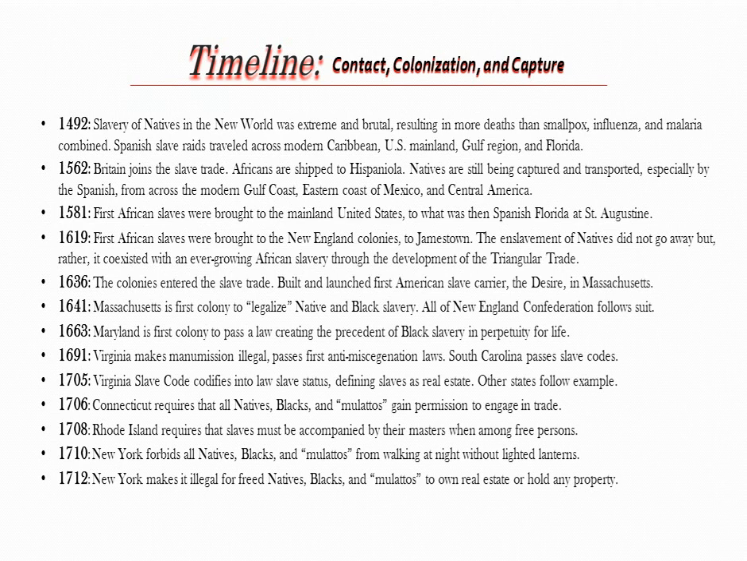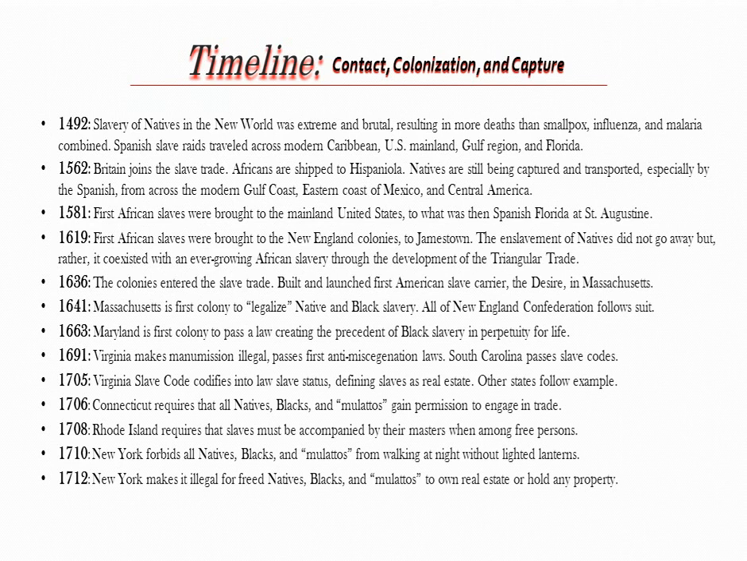mainland, Gulf region, and Florida. By 1562, Britain joined the slave trade. Africans are shipped to what they called Hispaniola. Natives are still being captured and transported, especially by the Spanish, from across the modern Gulf Coast, the eastern coast of Mexico, and even Central America.